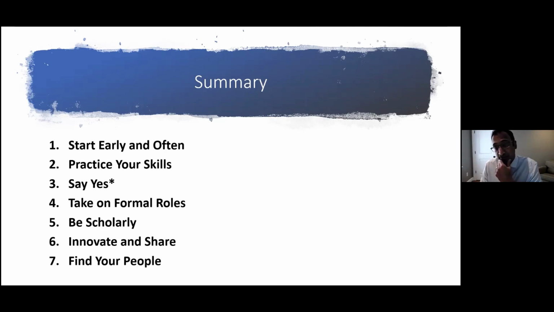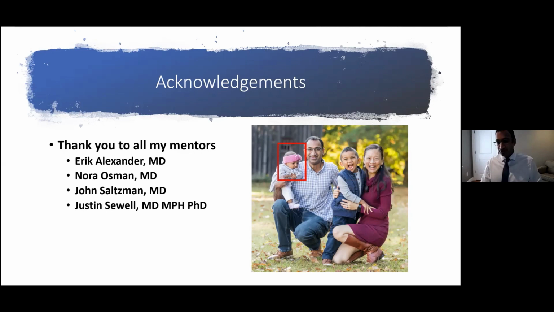And lastly, find your people with the committee-based work. The support system is really, really important.